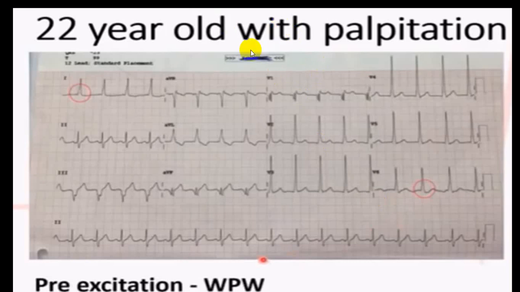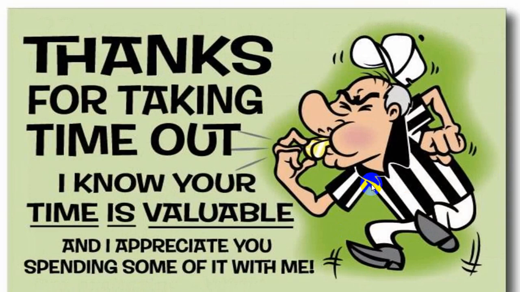This is a 22-year-old person who came with palpitation, and you can see a short PR with delta wave. So this is WPW syndrome. Very nicely seen in lead 1 and very nicely seen in V6. So I end my lecture here.